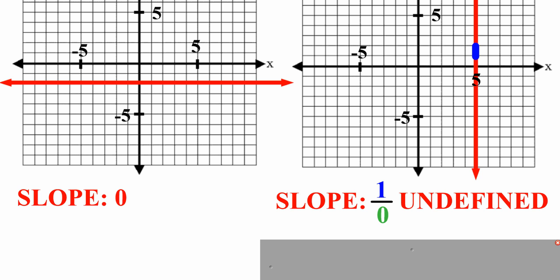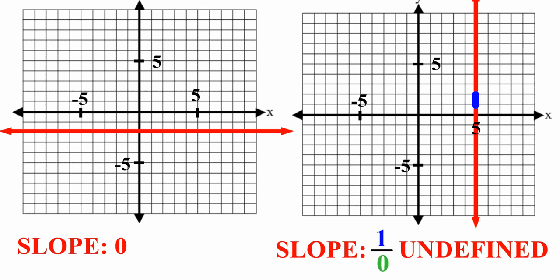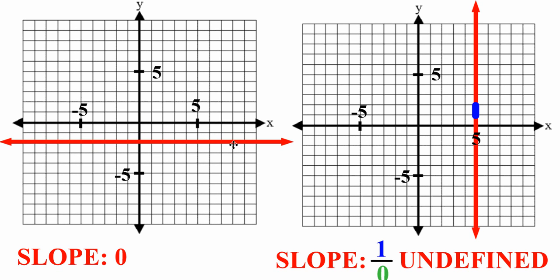So these are two items that we want to keep in mind going forward. A horizontal line always will have a slope of 0, and a vertical line will always have a slope that is undefined.